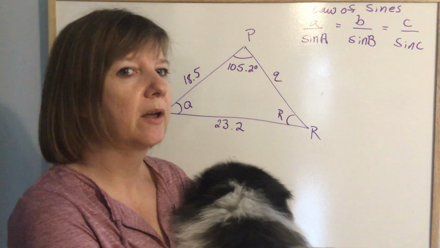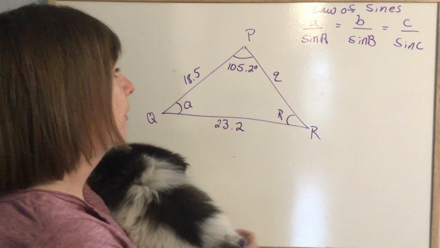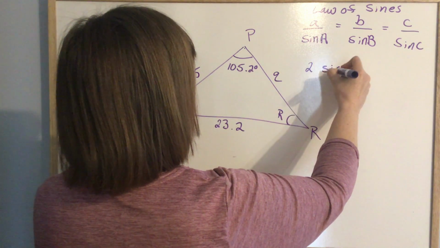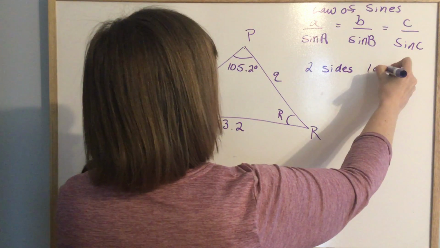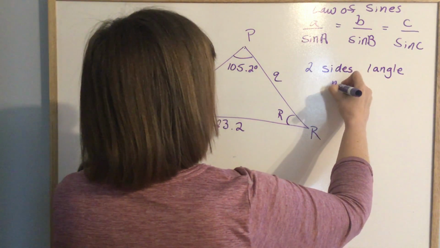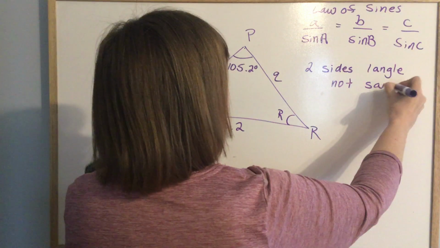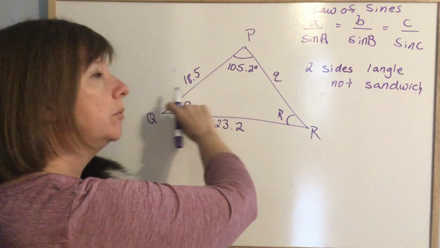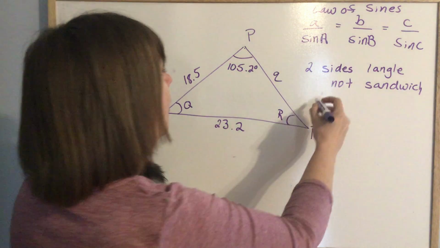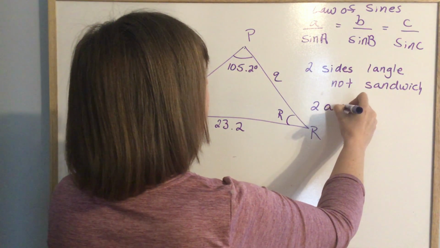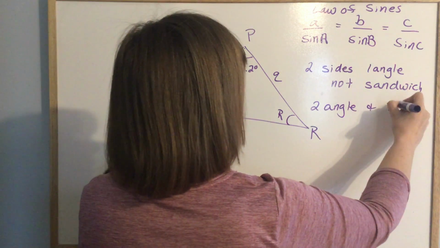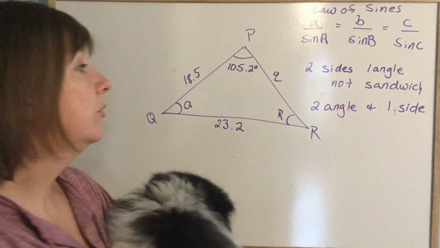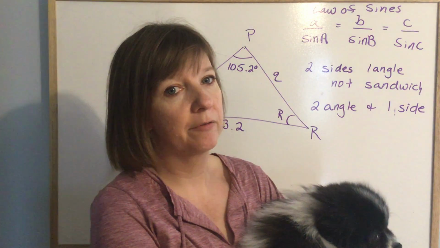So if I know two, I can figure out the third one, okay? So we use law of sines if I know two sides and one angle, and I'm going to put it this way, it's not a sandwich. The angle is not in between the two sides I know, or if I know two angles and one side. If I know two angles and one side, then I can use law of sines.